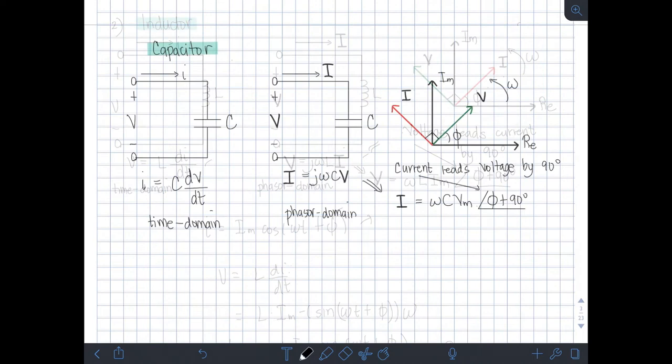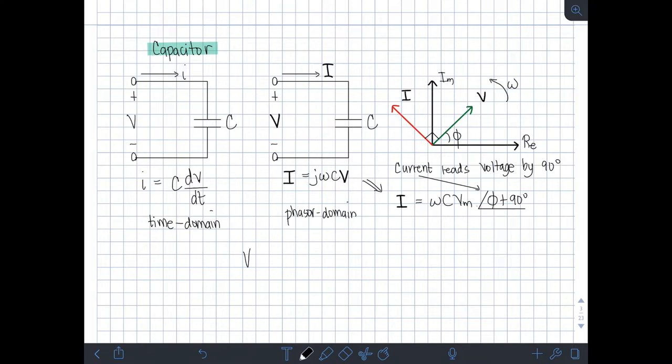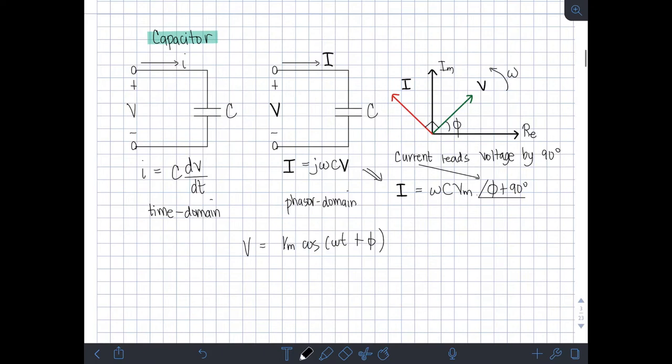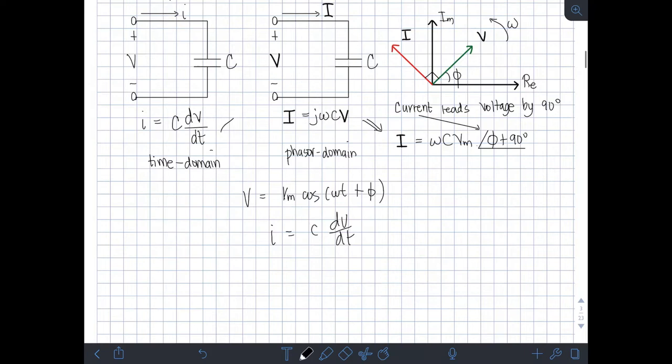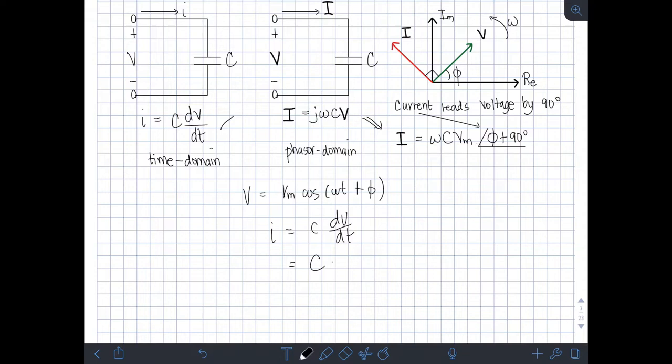Next, we have the capacitor. So this time, let's say meron tayong voltage drop across the capacitor in time domain as V sub M cosine omega T plus V. Okay? So, makukuha natin yung current dito sa capacitor in time domain using the formula I is equal to C dV dt. Okay? So, substitute natin, we have C times derivative natin itong V sub M cosine omega T plus V. So, parang lang din dun sa kanina. So, magiging negative V sub M sine omega T plus V times omega, chain rule. Or equal sa negative omega C V sub M sine omega T plus V.